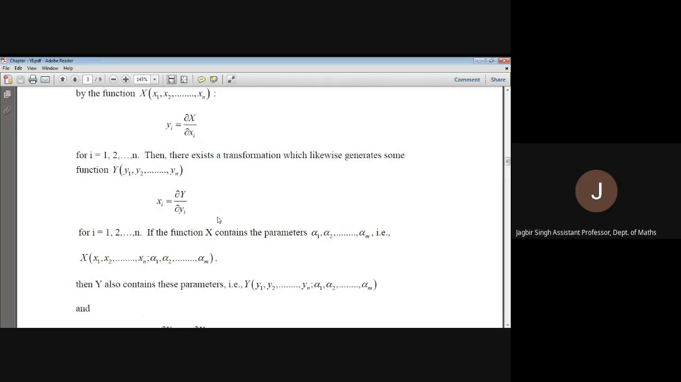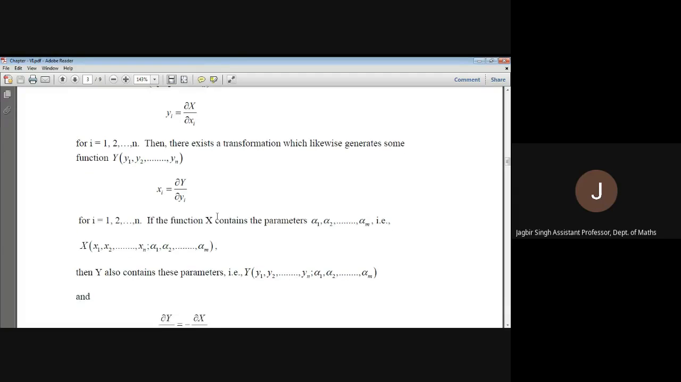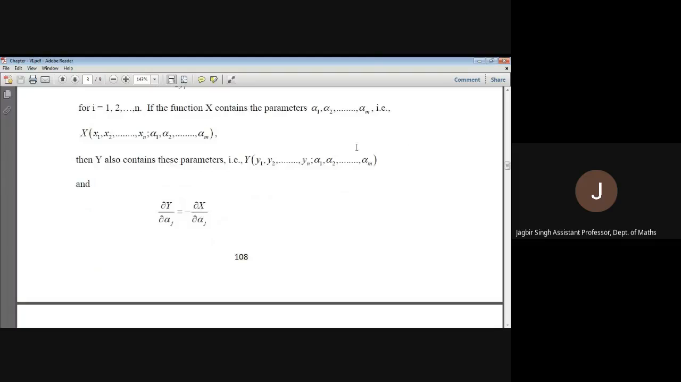In the second part, it states that although X is a function of x1, x2, xn, along with this, if X contains some parameters alpha 1, alpha 2, alpha m, means now X is a function of x1, x2, xn and some parameters alpha 1, alpha 2, alpha m, then the obtained function y will also contain these parameters. Means y will be a function of y1, y2, yn, and alpha 1, alpha 2.